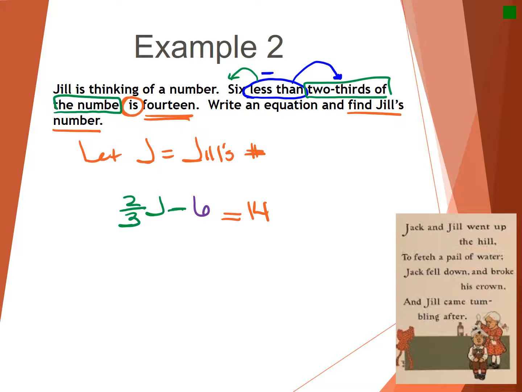Okay, so look for the is. Is your equal. Start there. Look for the operation. I got that from less than. Than tells us I'm working backwards. So behind there was the 2/3 of the number. And then what did I want less than that? 6.